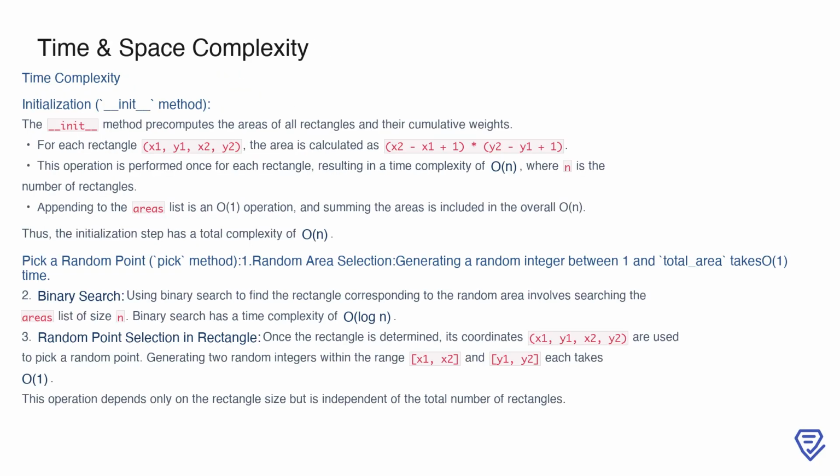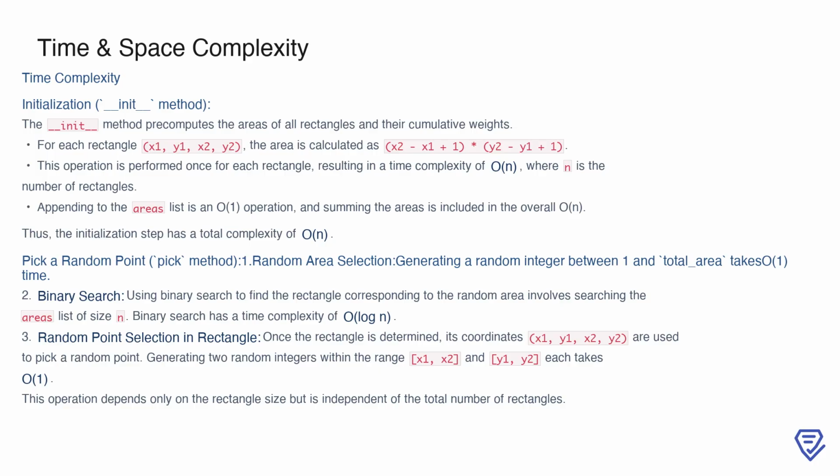The first step is the initialization process in the __init__ method. Appending these areas to a list is an O(1) operation, and the summation of areas also falls within the overall O(n) complexity. Now, for the pick method, the process begins by generating a random integer to decide the target area, which takes constant time, O(1). Next, we use binary search to find the corresponding rectangle in the cumulative areas list. Combining these steps gives the pick method an overall time complexity of O(log n).